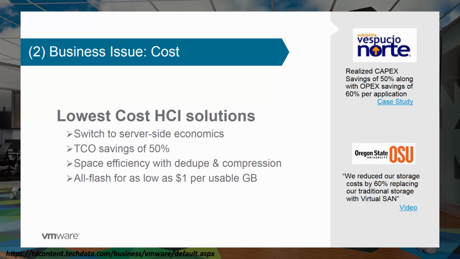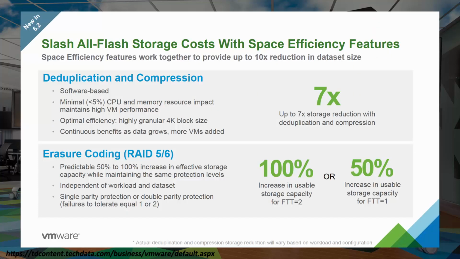And the all-flash option offers a cost as low as $1 per usable gigabyte, which we've not seen before with all-flash storage. So again, we're making this extremely cost-effective to be able to run an all-flash option for customers, and it's cheaper than ever. Again, when using the all-flash option, we're seeing a 7 times reduction in storage use when using deduplication and compression.